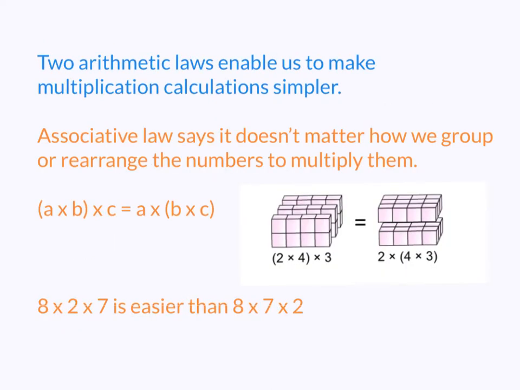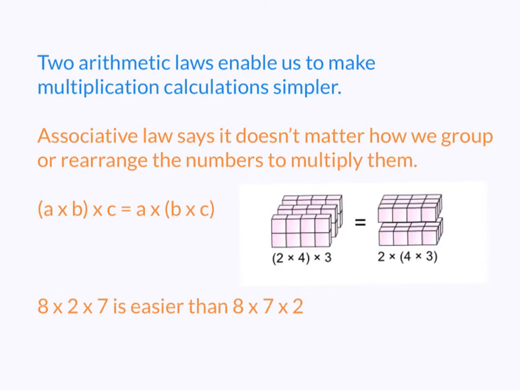There are 2 arithmetic laws which help us make multiplication calculations simpler. So the associative law says it doesn't matter how we group or rearrange the numbers to multiply them, we're going to end up with the same answer. So this is often written as A times B, put in brackets, then multiplied by C, will give you the same answer as if you multiply B and C together and then multiply it by A.